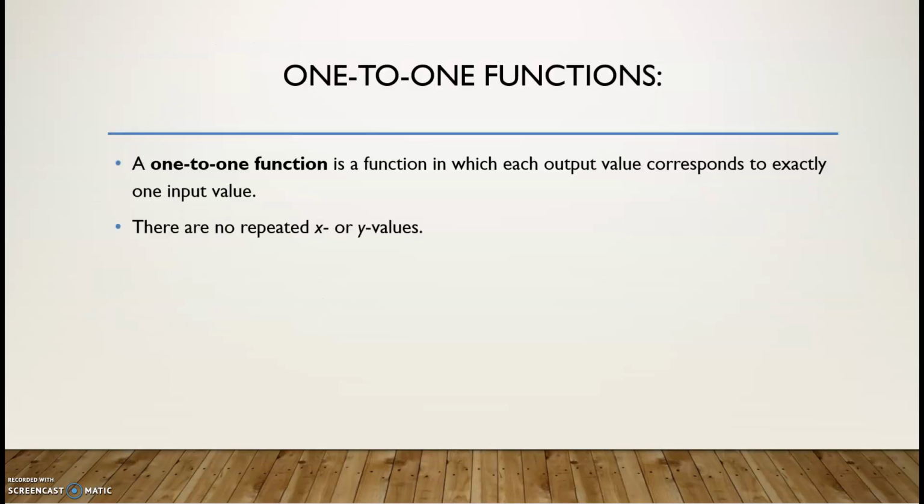Now let's talk about a one-to-one function. A one-to-one function is a function in which each output value corresponds to exactly one input value. So really what we're saying here is no x values and no y values are repeated if we're looking at a one-to-one function. If we're just looking at a function, then no x values are repeated.